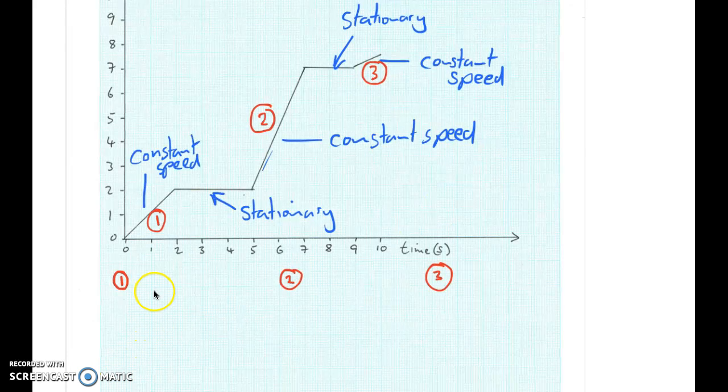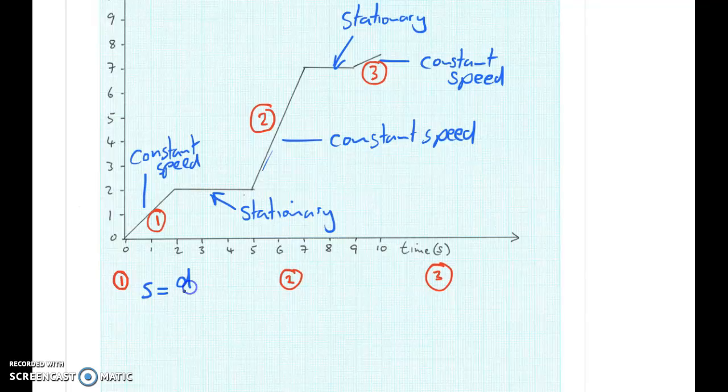One thing that we can work out is we can have a go at working out the speed for the 3 sections where we have constant speed. And I've labelled them 1, 2 and 3. So first of all we need the formula for speed because we need to lay this out properly. So speed equals distance over time. Sometimes speed is given as a v. I'm just going to use s on this occasion.